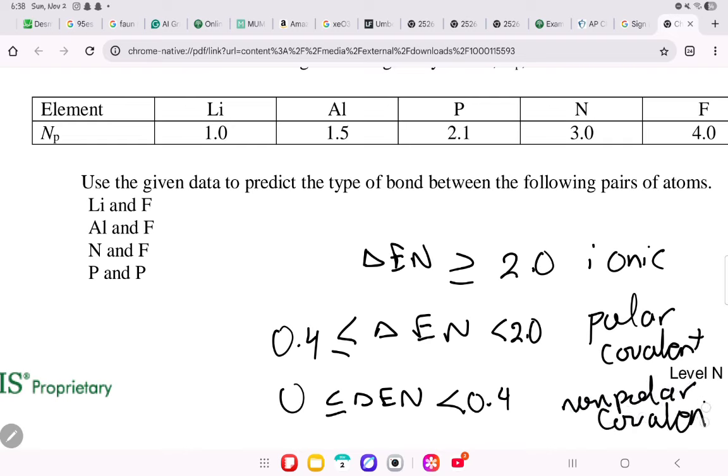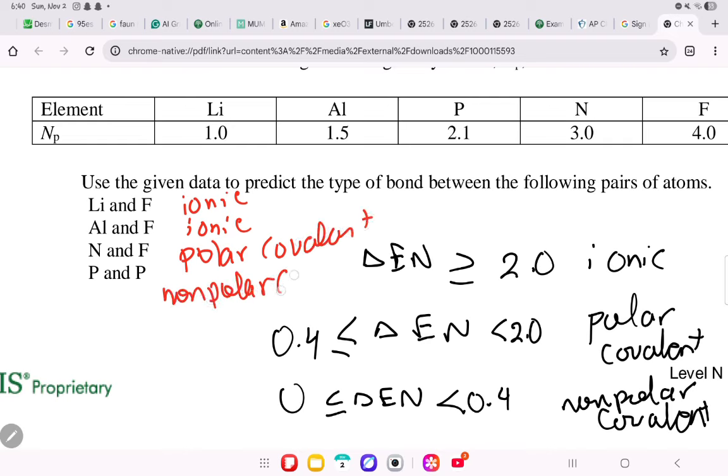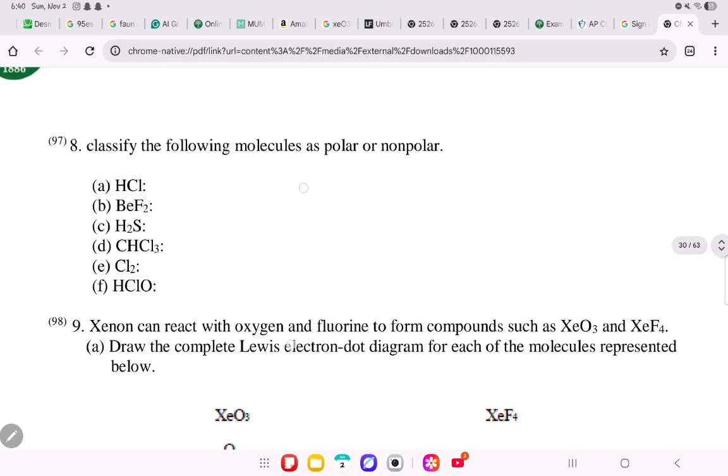covalent. Okay, so Li and F, it's gonna be 4 minus 1, which is 3. It's definitely greater, so it's ionic. Al and F, it's 4 minus 1.5, so it's 2.5, which is greater than 2, so it's also ionic. N and F, 4 minus 3, that's 1, so 1 is in between these, so it's polar covalent. And then this is what? This is non-polar covalent because its delta EN is 0. We finish from this, we move on to question number 8.